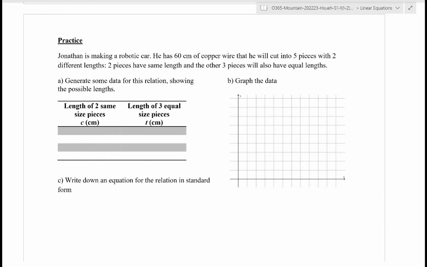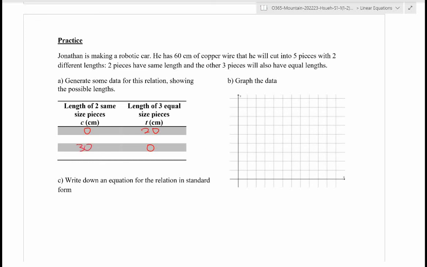So you can actually do the same thing. I know we cannot cut 0 centimeters, but hypothetically speaking, let's say we cut 0 centimeters for the 2 same size pieces. That means I still have to cut 3 parts, so then I can use up all the 60 centimeters of copper. Well, in that case, each piece will be 20 centimeters, right? 20 times 3 is 60. So assuming we have 0 for those 2 pieces, then for the rest we have 20 each for those 3. And similarly, if the 3 equal size pieces is 0, that means we need to cut this copper wire into 2 pieces of the same length, which means each piece will be 30.